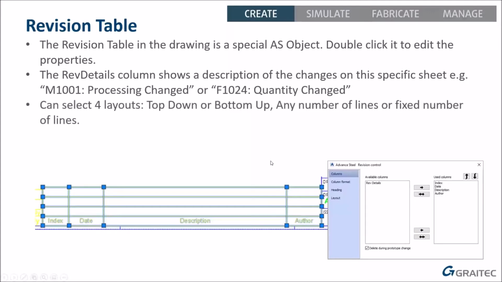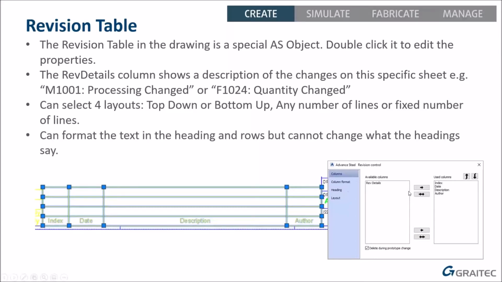There are 4 possible layouts for the revision table. 2 go from top down and 2 go from the bottom up. And then you can have any number of lines. So there's one of each that has any number of lines, or there's one of each that has a fixed number of lines. Out of the box, they're all fixed on 1 line. And you can see in my picture here, I've changed this to fixed on 3 lines, so it's showing 3 empty lines. But even if I had 12 revisions, it would just show the last 3.